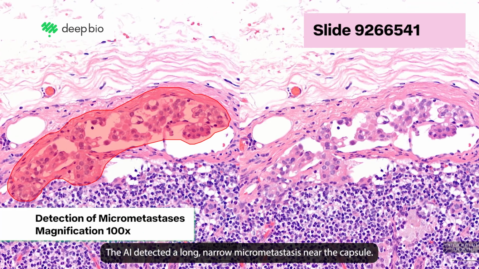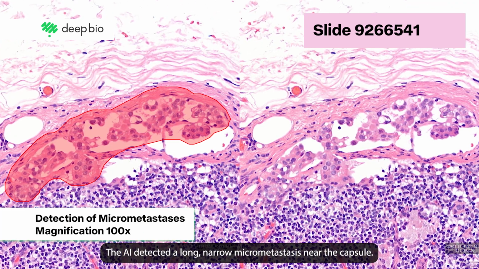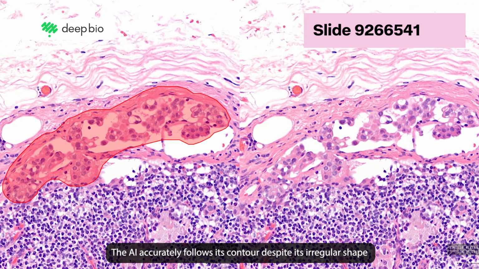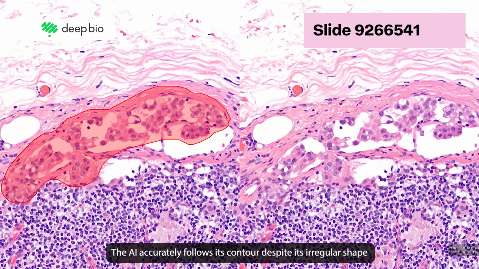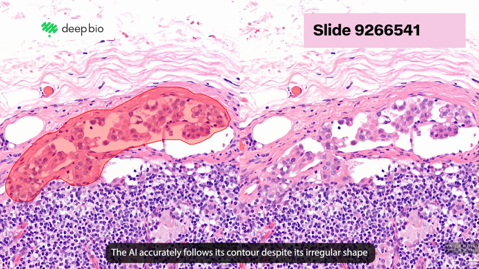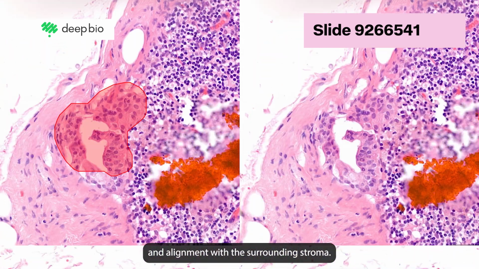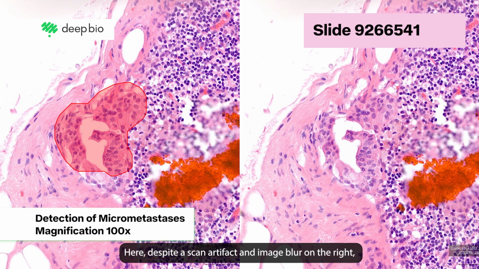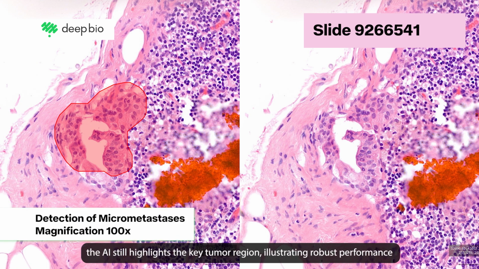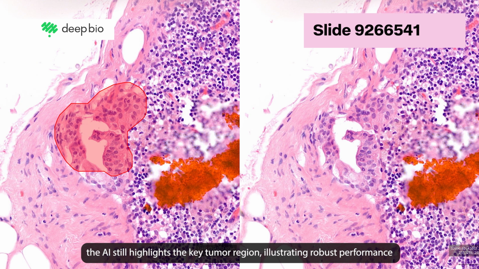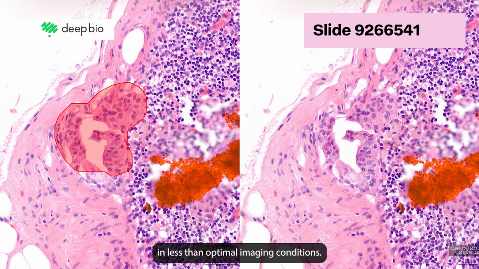The AI detected a long, narrow micrometastasis near the capsule. The AI accurately follows its contour despite its irregular shape and alignment with the surrounding stroma. Here, despite a scan artifact and image blur on the right, the AI still highlights the key tumor region, illustrating robust performance in less than optimal imaging conditions.